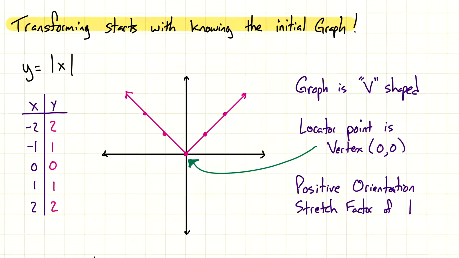And it's positive orientation. I've asked you a number of times, what's the orientation? Is it positive? Is it negative? Well, these are going in a positive direction. And the stretch factor in this case is 1. There is no a value that's seen, so there's like this invisible 1 in front.